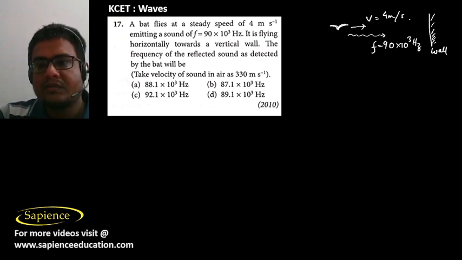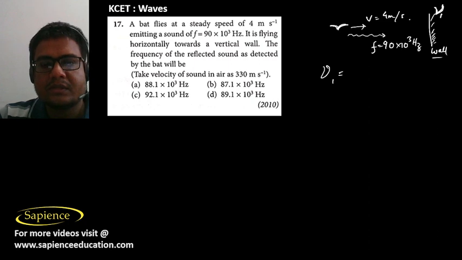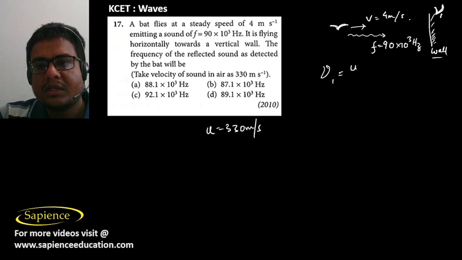So now in the first case the wall can be treated as the observer and the sound of the bat as the source. Therefore, the apparent frequency as heard at the wall is given using the speed of the source. We take the velocity of sound u as 330 meter per second. So here we can say it will be u.